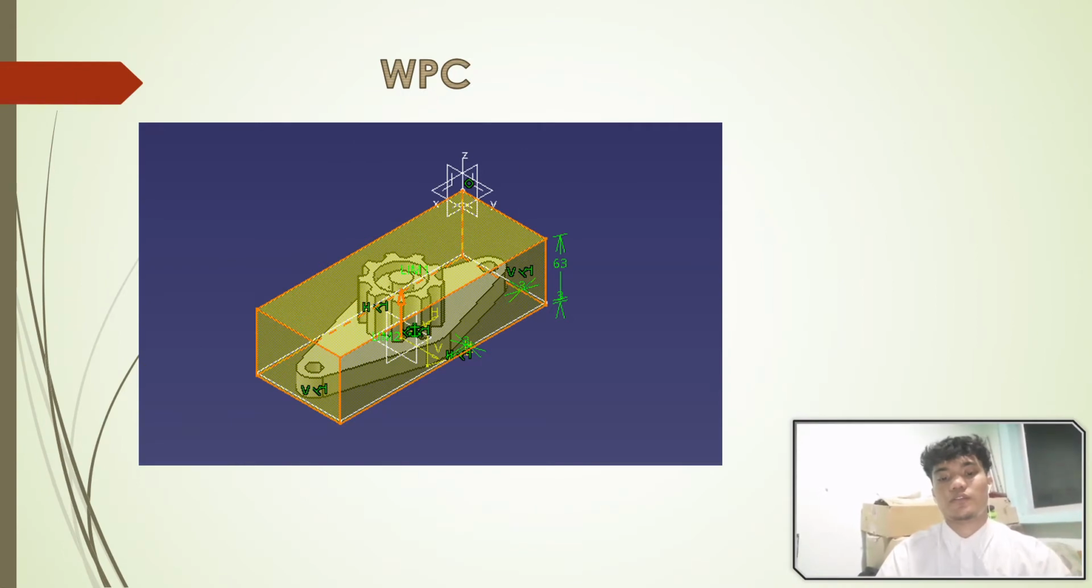Now we proceed to the WPC. The function of the WPC is to compute the tool path. From here, the WPC is well coincident with the stock. So when machining, the tool will start from the WPC.